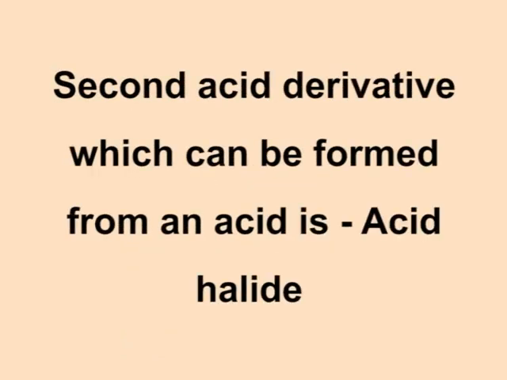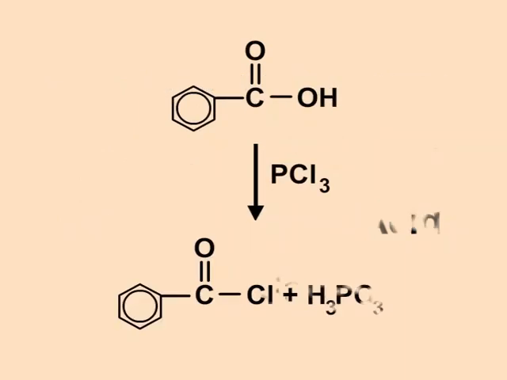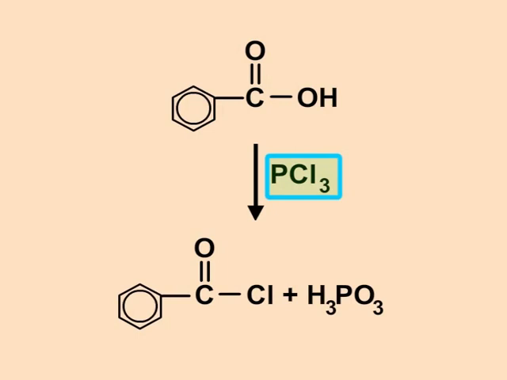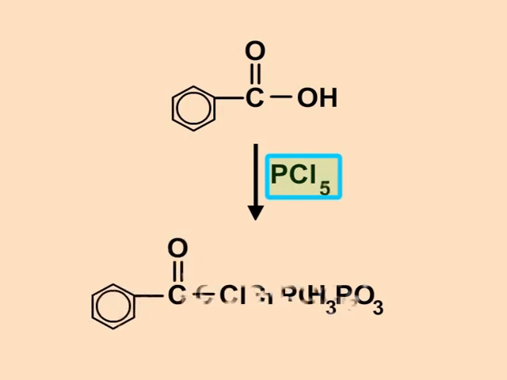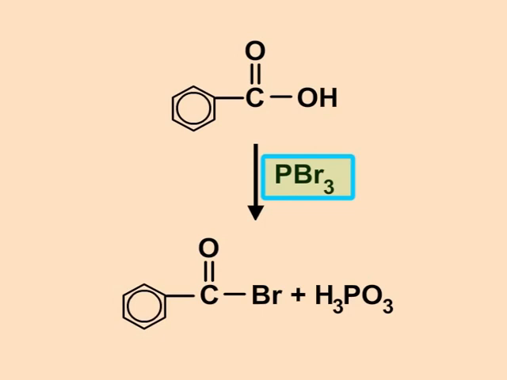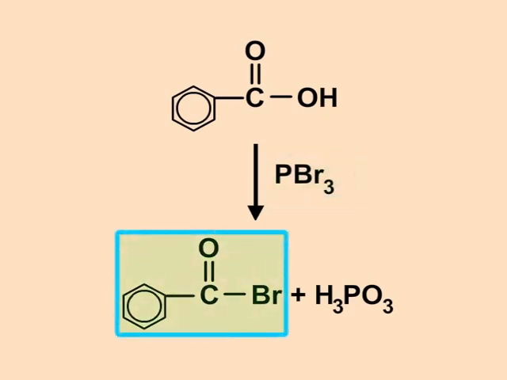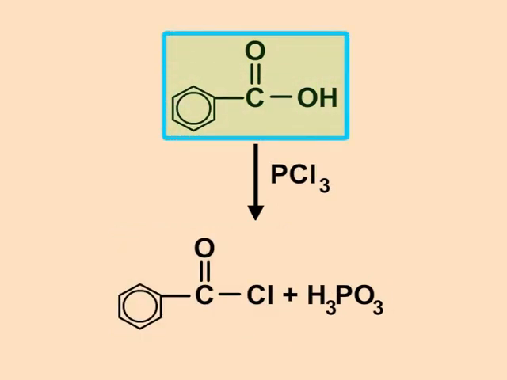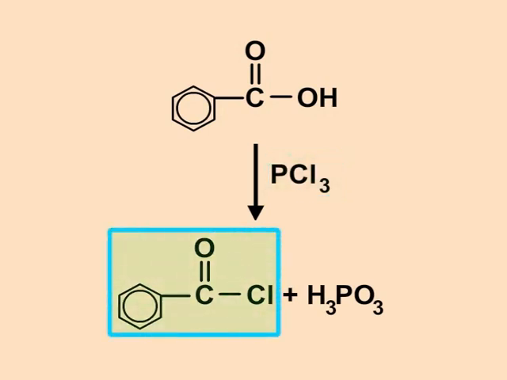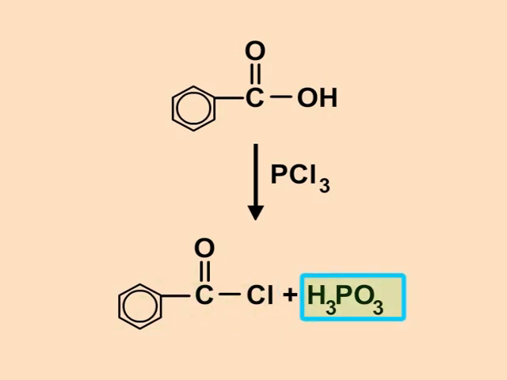Second acid derivative which can be formed from an acid is acid halide. Carboxylic acids react with phosphorus trichloride, that is PCl3, phosphorus pentachloride, that is PCl5, thionyl chloride, that is SOCl2, and phosphorus tribromide, that is PBr3, to form acyl halides. Benzoic acid reacts with phosphorus trichloride to form benzoyl chloride and orthophosphorus acid.